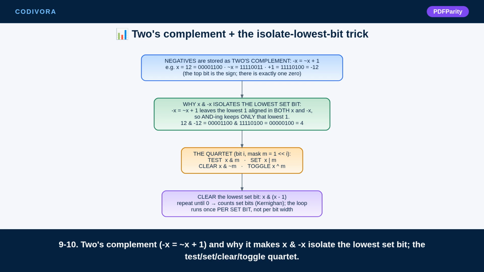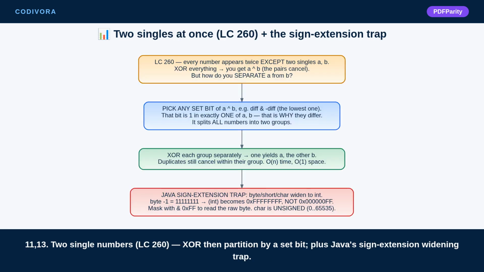Finally, x and x minus 1 clears the lowest set bit, so looping it counts set bits once per set bit, not once per bit width. That is Kernighan's trick. Now the move that separates strong candidates. Every number appears twice except 2 loners A and B. XOR everything and the pairs cancel, leaving A XOR B. But that is 2 answers mixed together, so how do you split them? Pick any set bit of A XOR B, the lowest one via diff and minus diff.